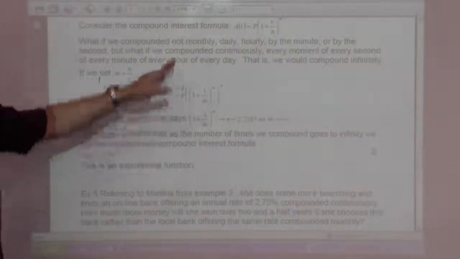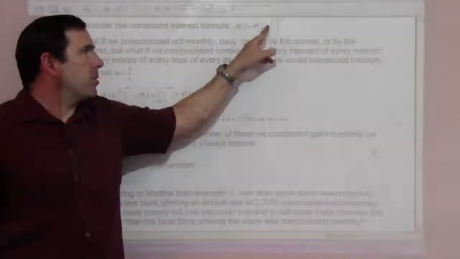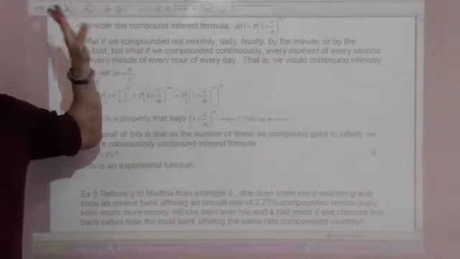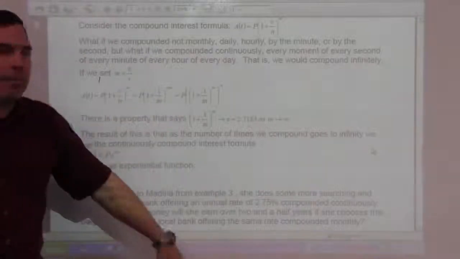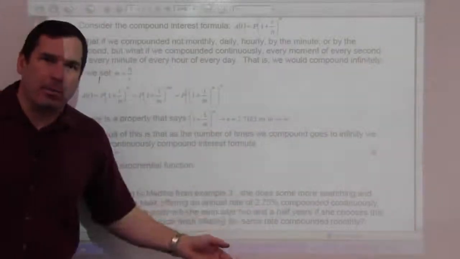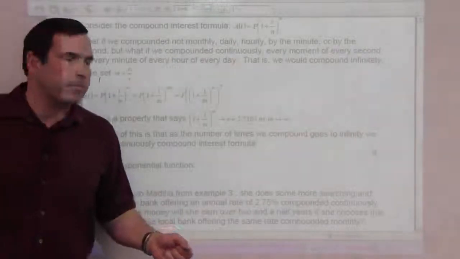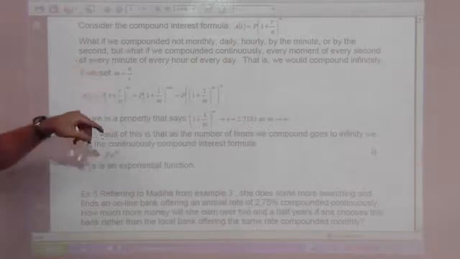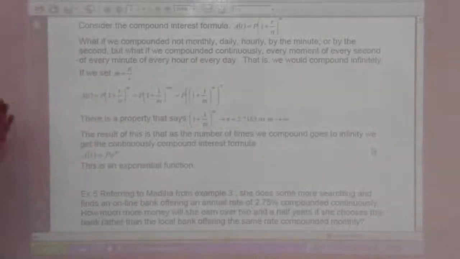Okay, consider the compound interest formula: A equals P times (1 plus R over N) to the NT. Now, what if we compounded not monthly, daily, hourly, or even by the minute or by the second, but continuously? We have an infinite number of compounding periods, every moment of every second of every minute of every hour of every day. That is, we compound infinitely.